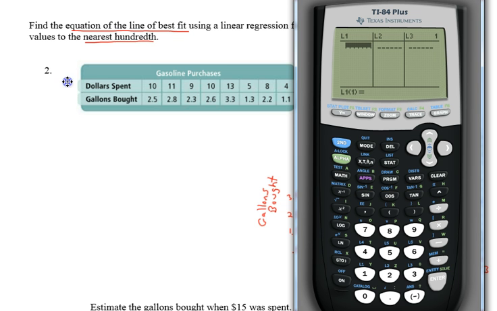Now, our independent variable was dollars spent, so that's going to be our L1. Our dependent variable was gallons bought, so that's going to be our L2. So in L1, we're going to enter dollars spent. And in L2, we're going to enter the gallons bought.